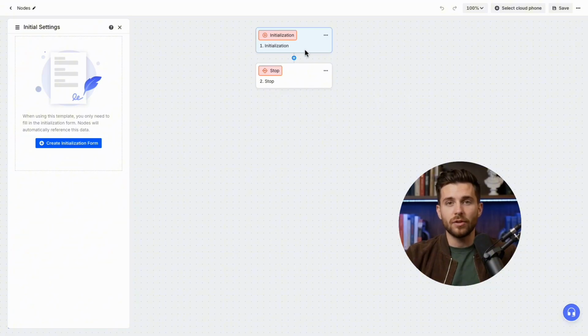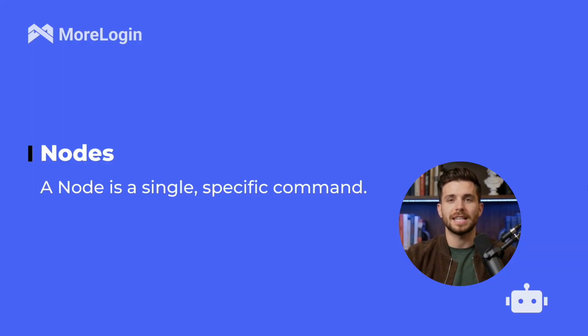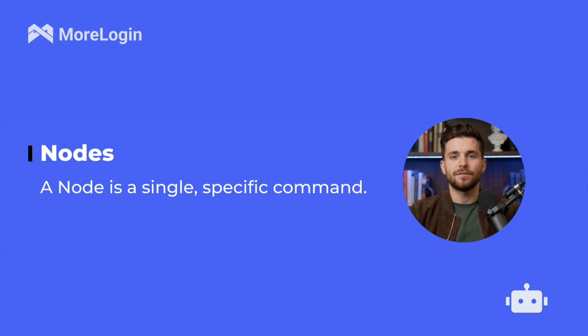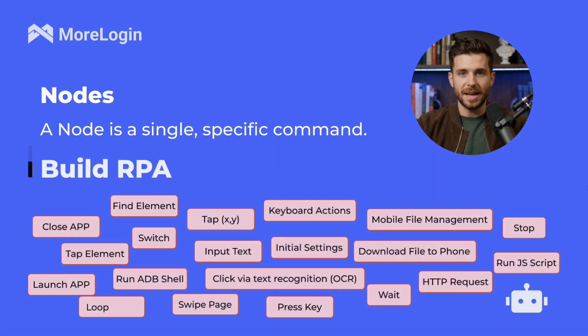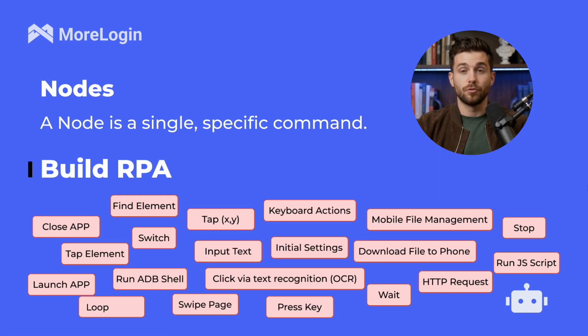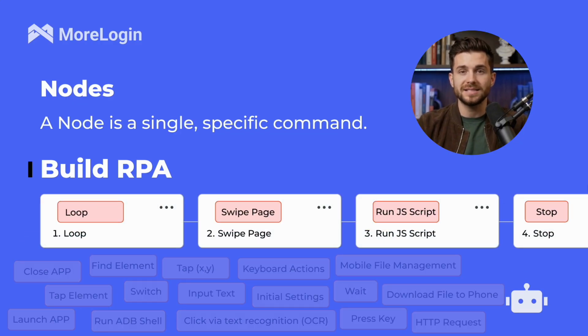At the most basic level, a workflow is made from nodes. A node is a single instruction on the canvas. You can add and configure it. So when you build an automation, what you're really doing is arranging these instructions into a sequence.